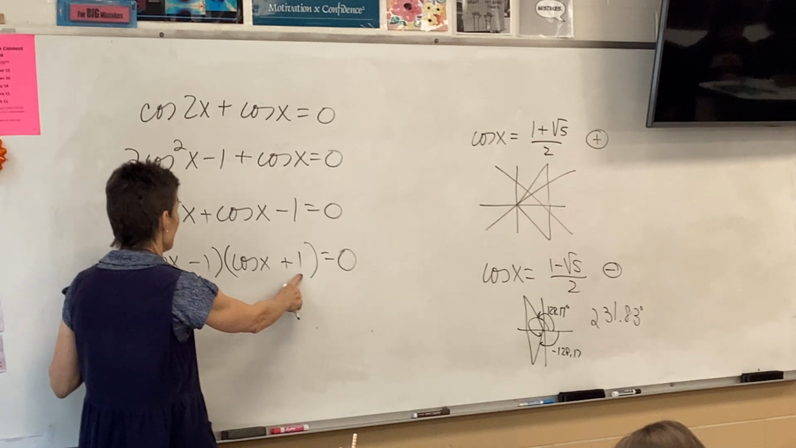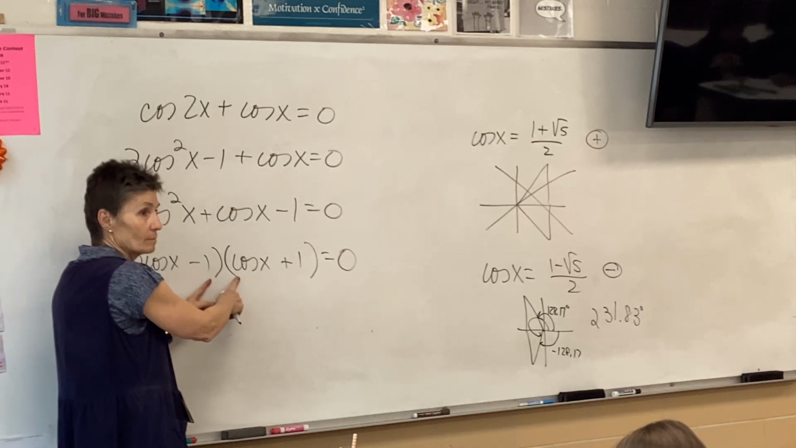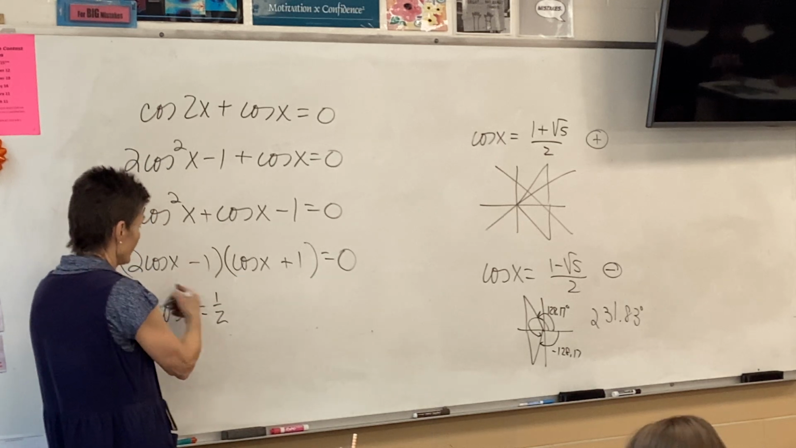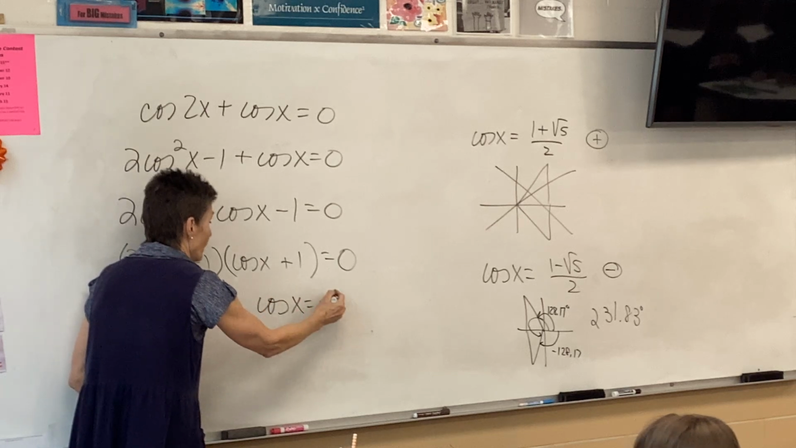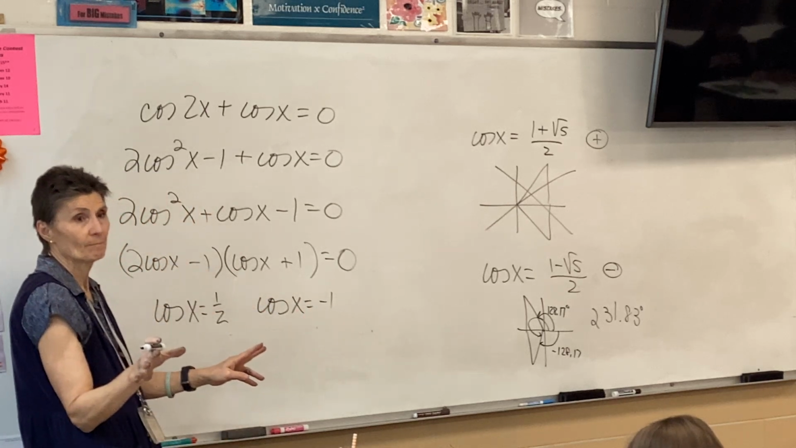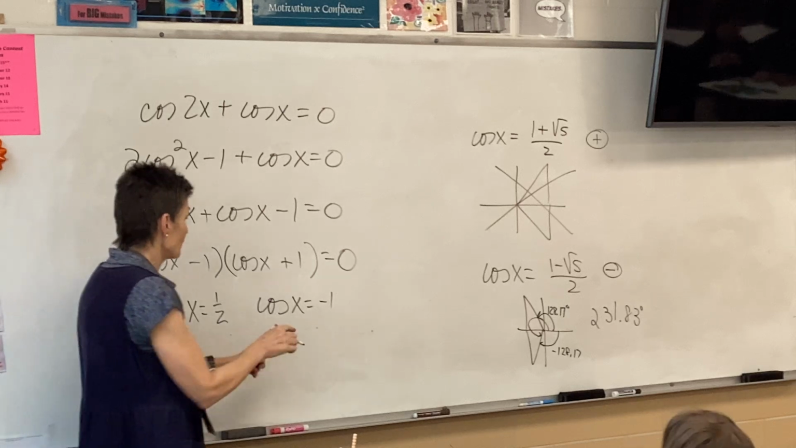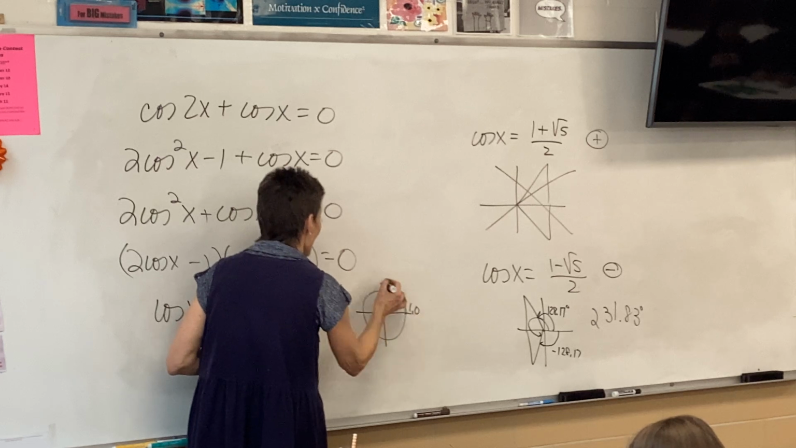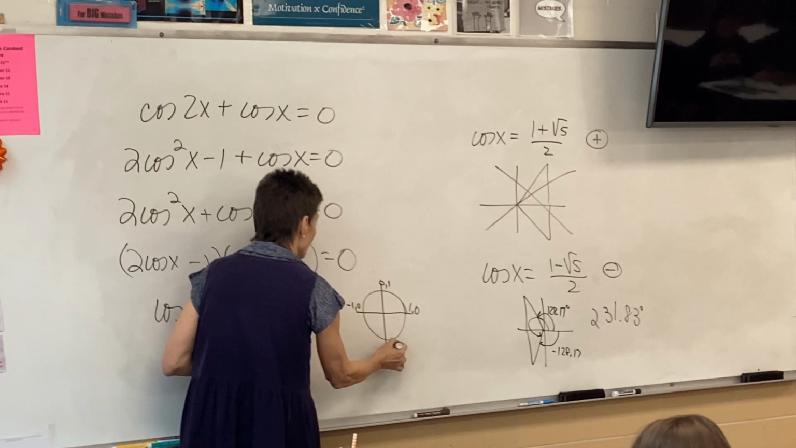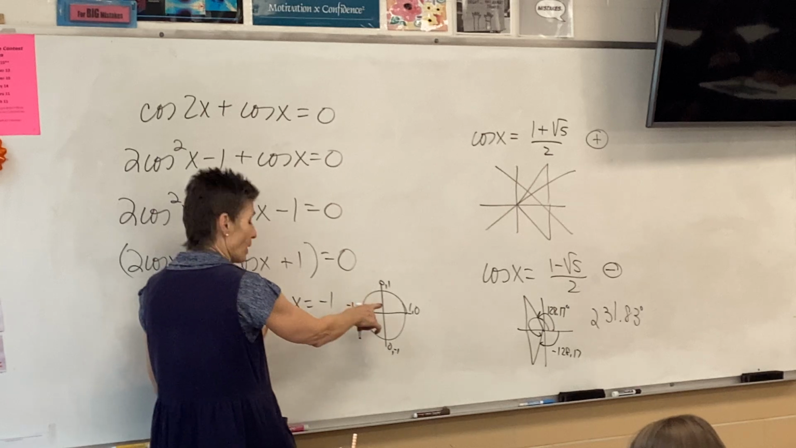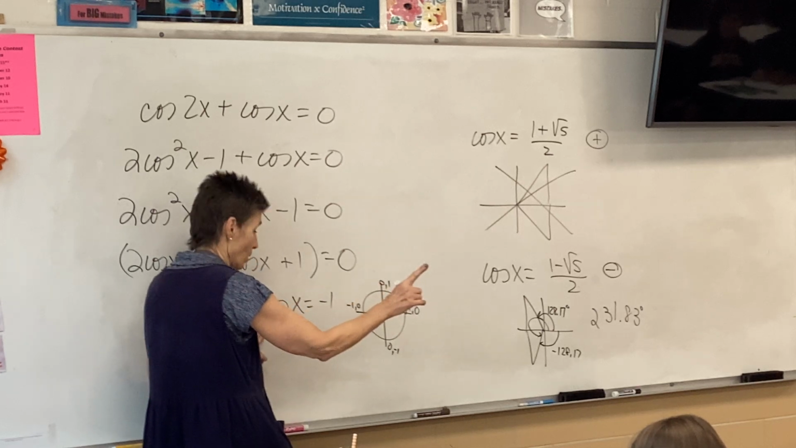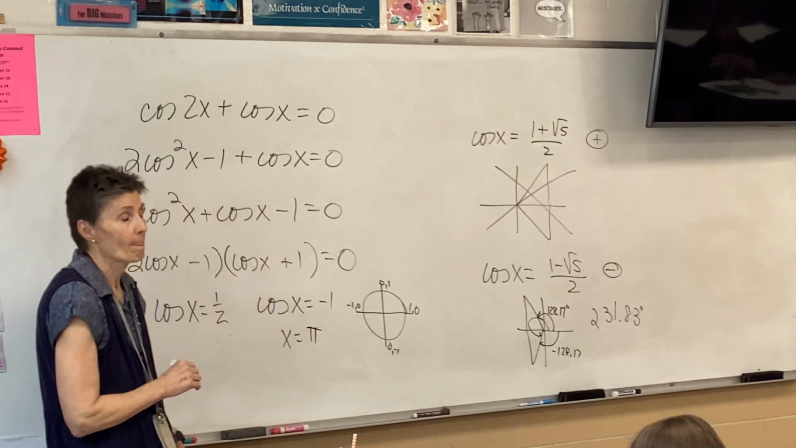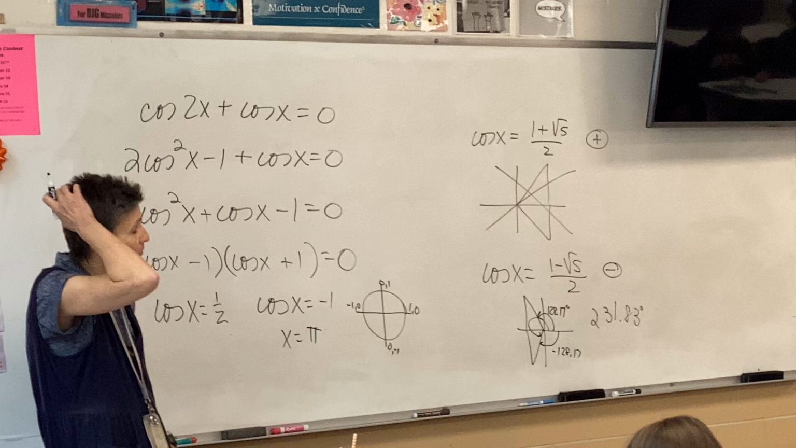That'll give me a positive 2 and a negative 1. Yep. So cosine equals 1/2, or cosine equals negative 1. Would everybody agree with that step? Yep. Okay, so this one I know is gonna be on my circle. So where is x negative 1? 180. At 0, it's positive 1. But this answer is pi. Yep, pi. I'm in radians now, that's the only difference.